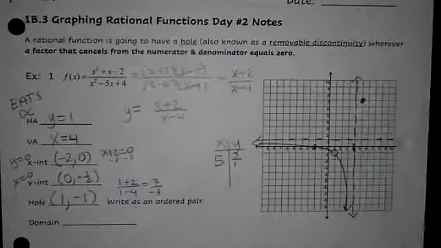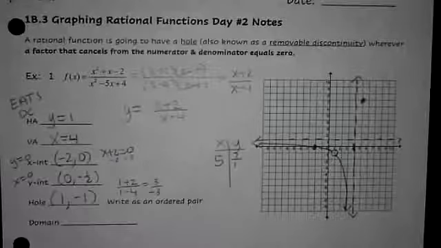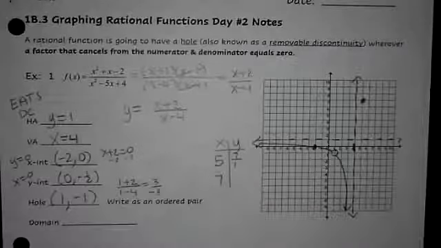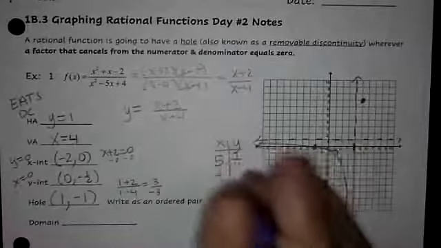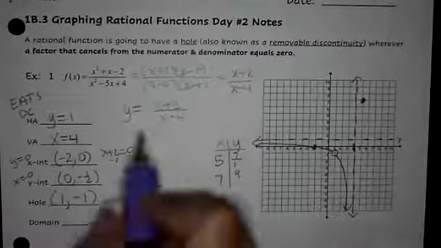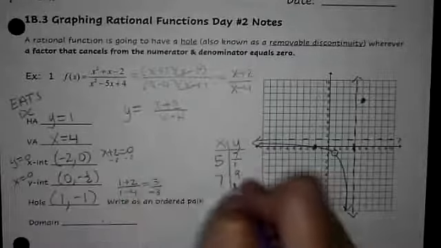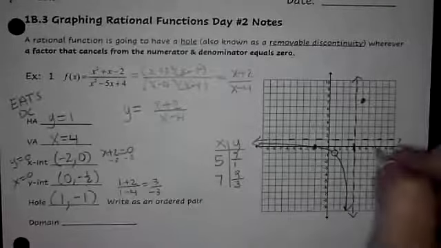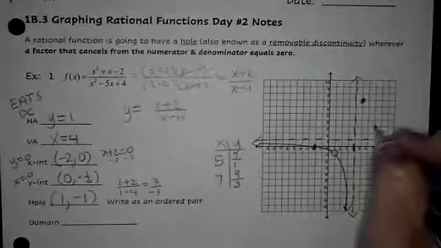So there's my point at 5, 7. You can go ahead and graph with that one. You can go ahead and try and get another point. Either way would be okay. If I plug in 7 here, 7 plus 2 is 9. 7 minus 4 is 3. 9 divided by 3 is 3. So at 7, we've got a point at 3.